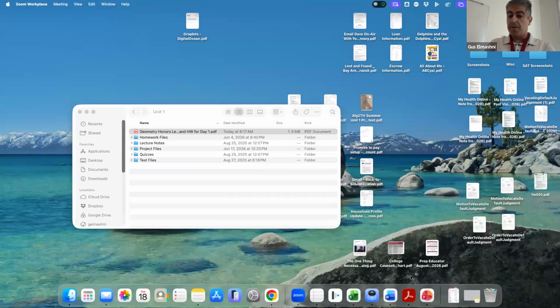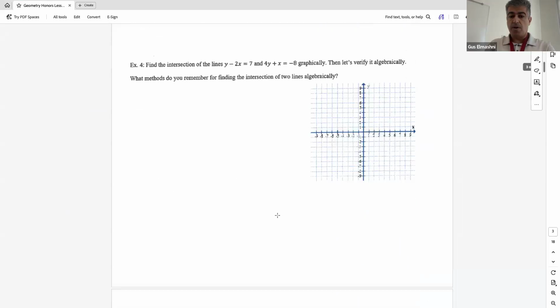This is a really good check on algebra. Make sure your algebra skills are strong. You have two lines and you want to find the intersection. You want to verify algebraically. First of all, let's just graph it. Graphing should be pretty straightforward, right? y equals 2x plus 7.